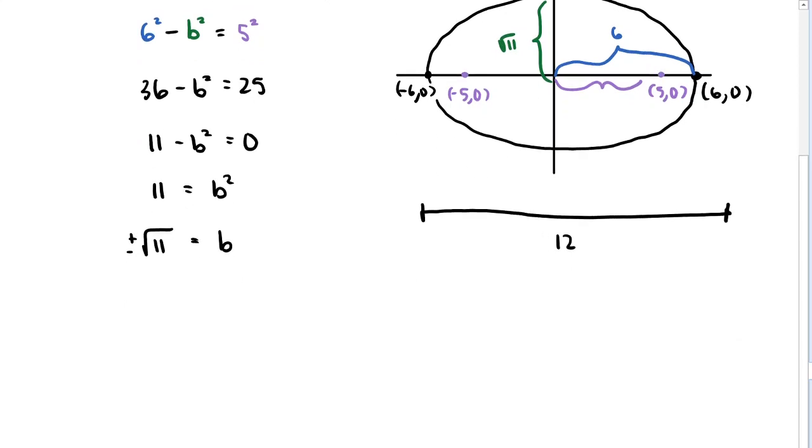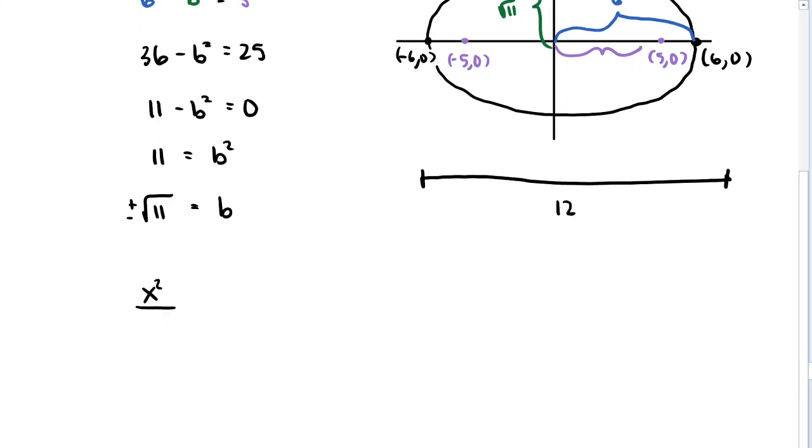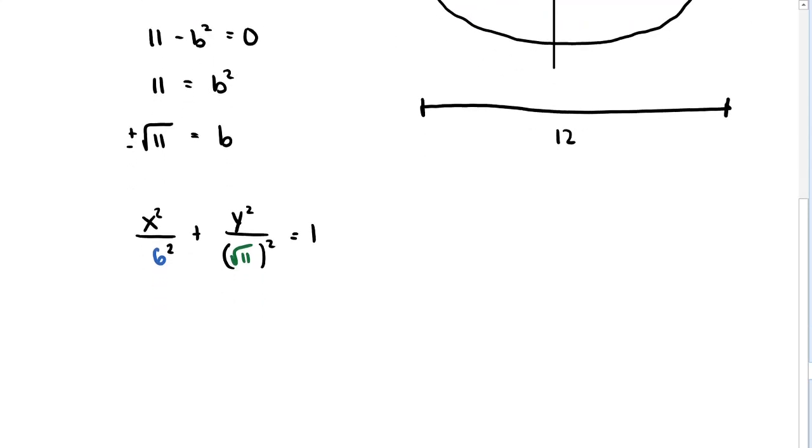And so that tells us everything we need to know, right? If we're talking about an ellipse that's centered at the origin, then we've got x squared divided by the horizontal stretch, that's 6 squared, plus y squared divided by the vertical stretch, that's the square root of 11 squared, is equal to 1. And we could rewrite this as x squared over 36 plus y squared over 11 is equal to 1 if we prefer to get rid of that square root. But this is the equation of our ellipse.